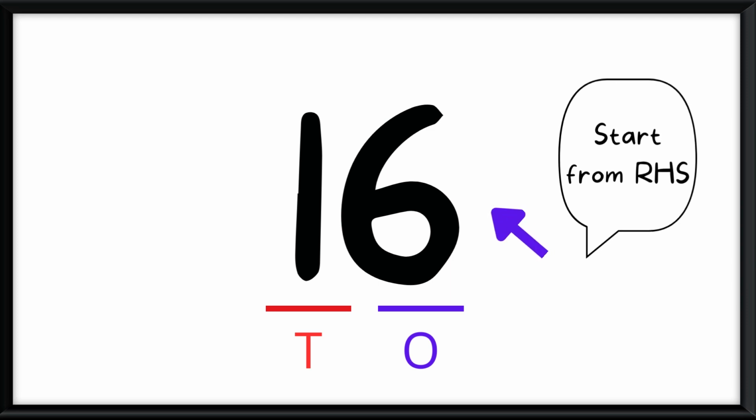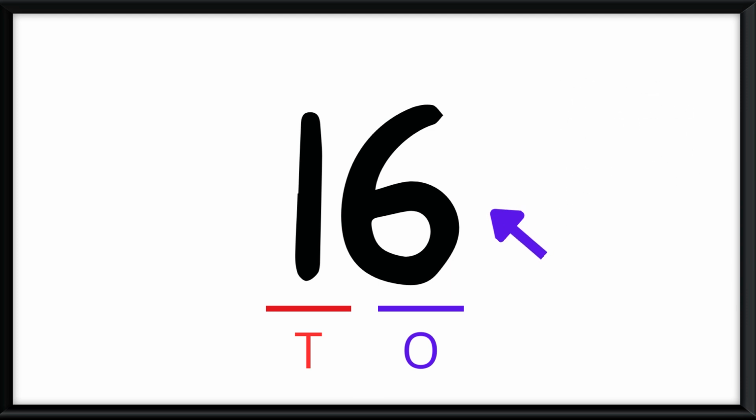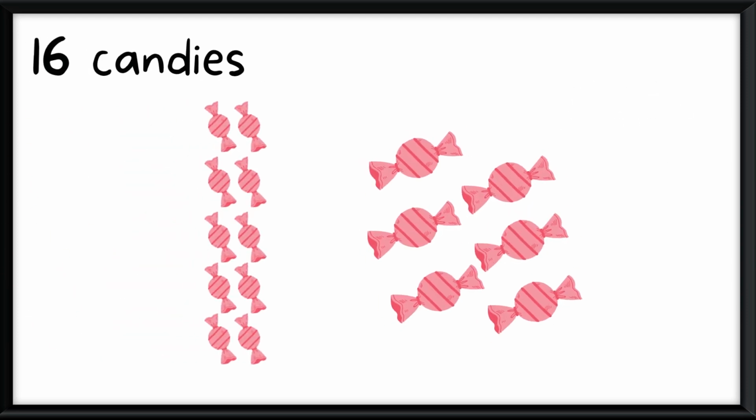For example, let's take 16. 16 candies. In the number 16, 6 is on the ones place and 1 is on the tens place. We always start from the right hand side. So, we can group 6 candies into ones and make a group of 10 candies.